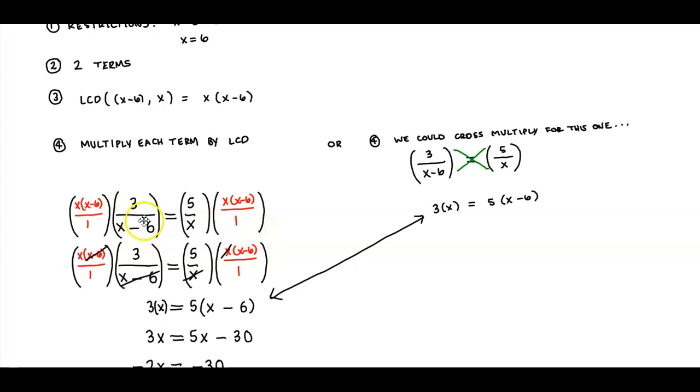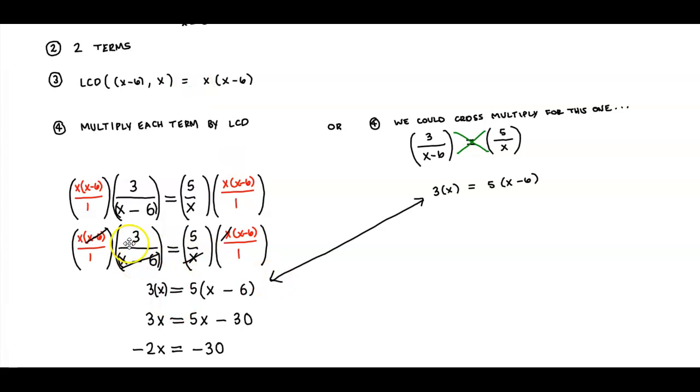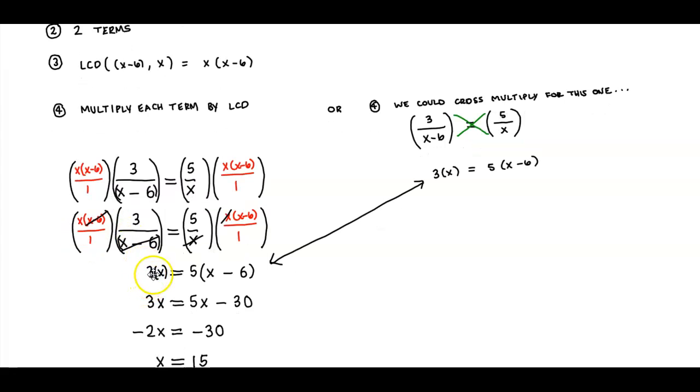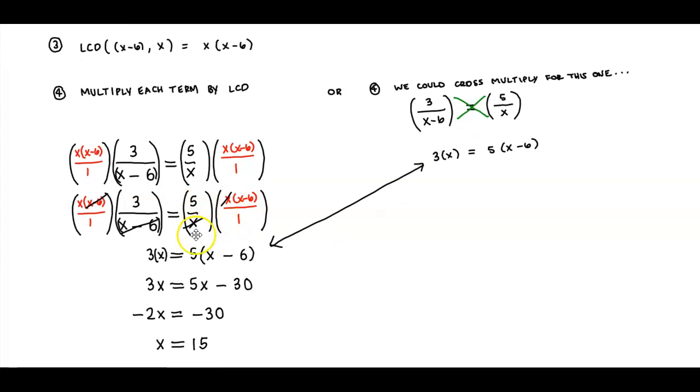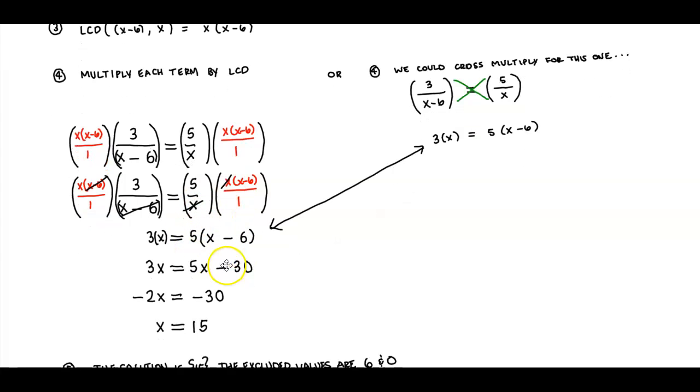So you can see here in the first term, we have x minus 6. And what we can simplify is the following. We can see that x minus 6 goes into x minus 6 one time. So what's left is x times 3, or 3 times x, which is equal to, well, x goes into x times x minus 6, x goes into x one time. So what we have left is 5 times x minus 6. And now we're going to multiply this out. So 3 times x is 3x, which is equal to 5 times x, which is 5x, and 5 times minus 6 gives you minus 30.